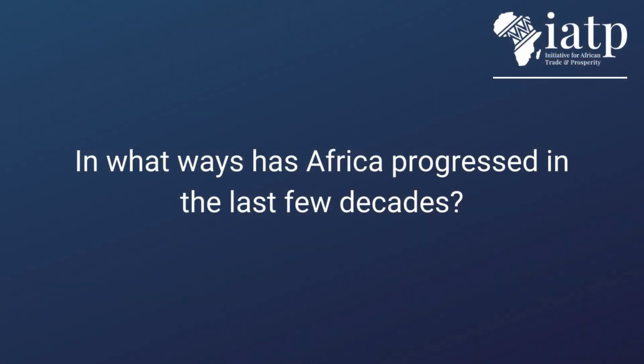In what ways has Africa progressed in the last few decades? First of all, you can look at this economically, domestic institutions. We've had a movement towards more stable macroeconomic frameworks. We haven't seen the outrageous policies that really systematically destroyed wealth creation and property rights in the last few decades, as we saw before. And growth has increased.